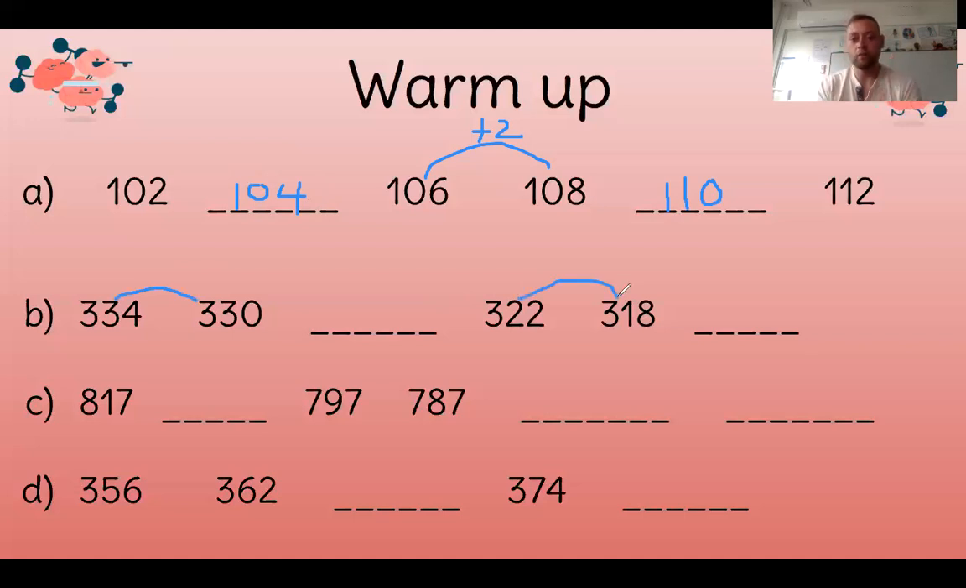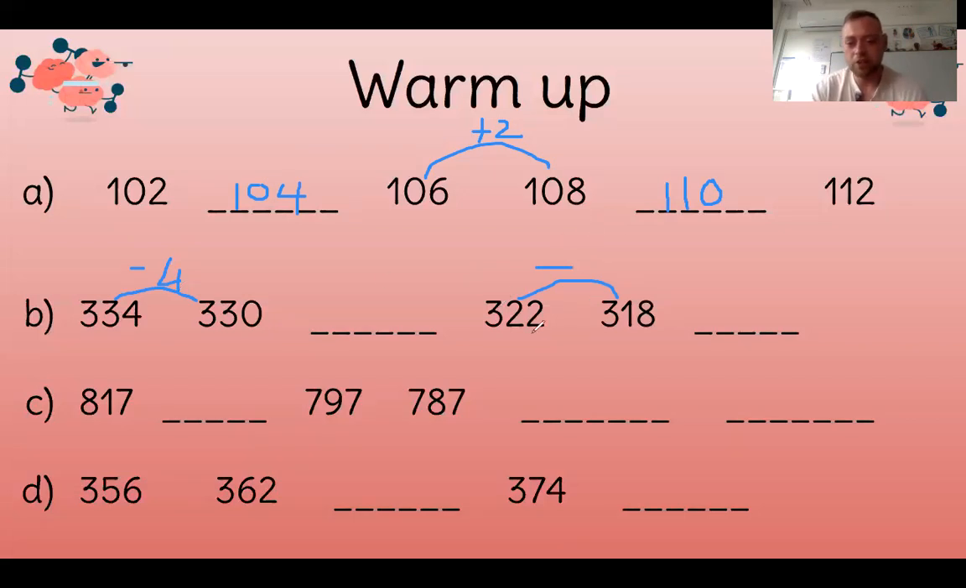So step 1, we're gonna think, is my number getting smaller? Is my number getting bigger? So in this case, it's getting smaller, so we are going to subtract. So now we need to work out how many. So we've got 334, and we're going to take away a number to get 330. So we can count backwards. 334, 333, 332, 331, 330. Okay, so we're jumping back in 4s.